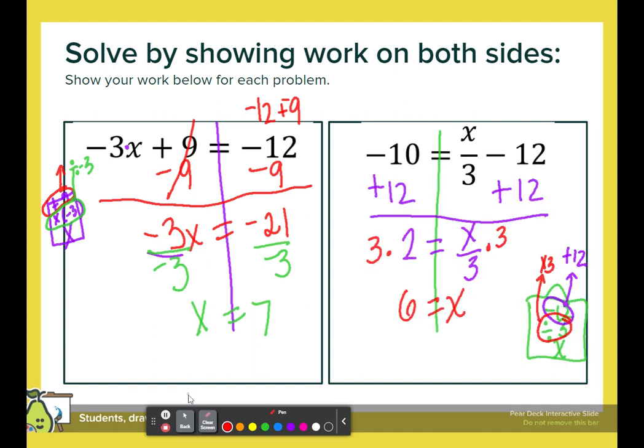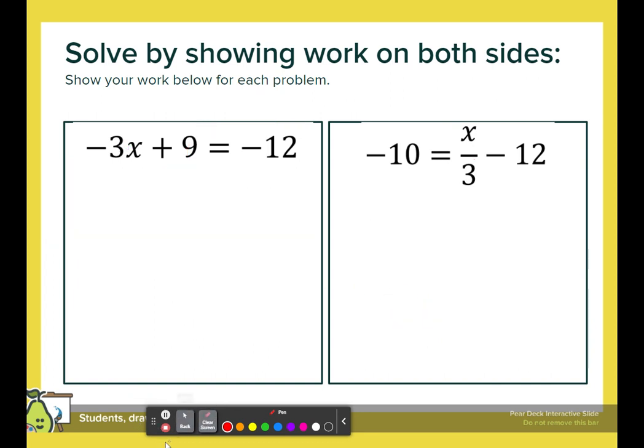All right, guys, how'd you do? Here's our packing. There's my favorite clothes, X, at the bottom. He got divided by 3 first and subtracted by 12 second. So when I go to unpack, I got to add 12 on both sides first. Then I got to multiply both sides by 3. And then I'm left with X equals 6.